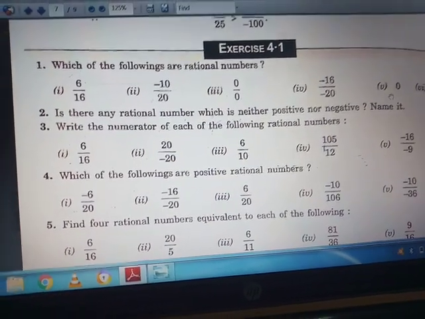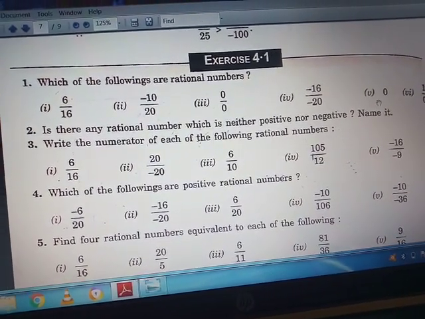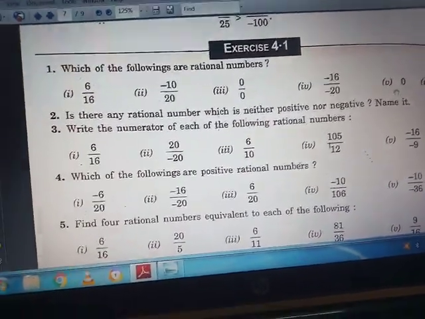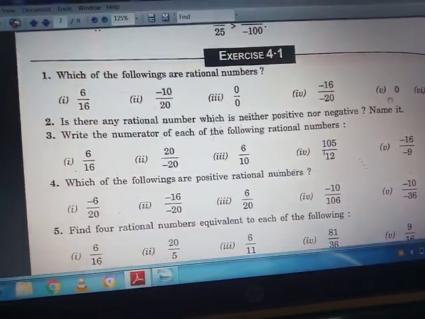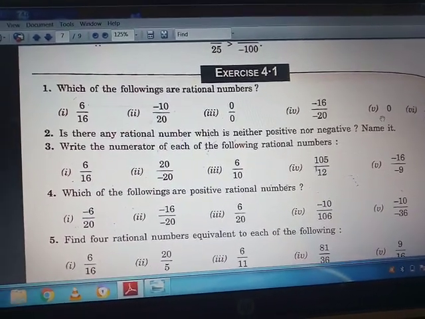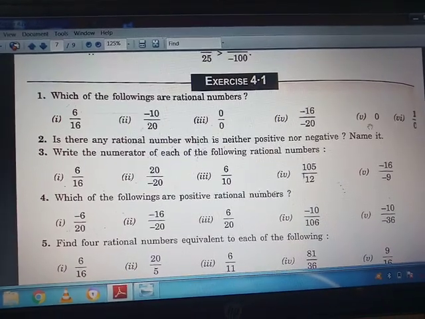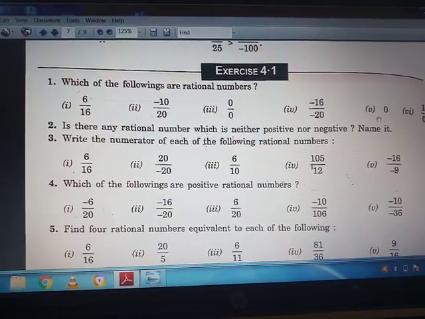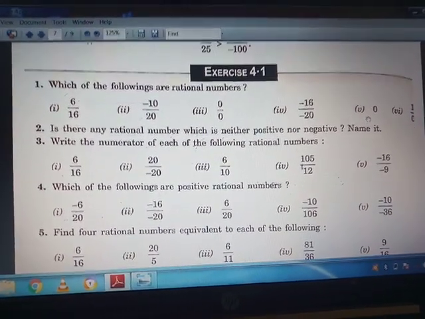So in question number 1, it is asking which of the following are rational numbers. You have to tell, there are 6 parts in this. You have to tell which are the rational numbers. So rational numbers are those numbers which can be written in the form of p by q. So basically we will see each and every part and see which can be written in the form of p by q. You can see the first part, that is 6 by 16. It is written in the form of p by q, so it is a rational number.